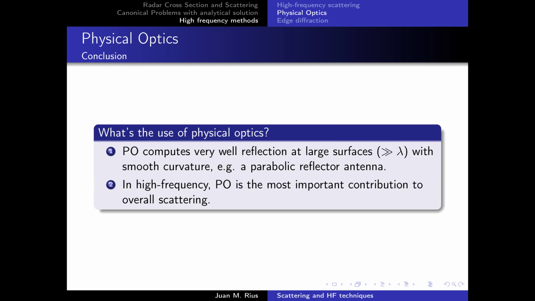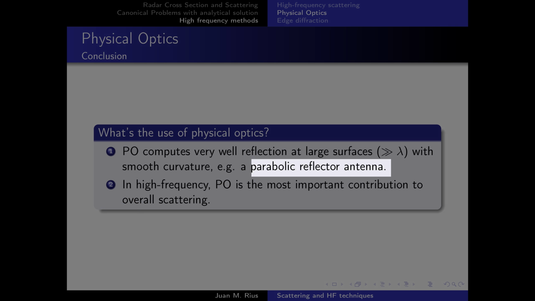It's very good because it computes with quite good accuracy the main contribution, because the main contribution is the contribution of electrically large surfaces with large radius of curvature. And as I told you by the end of the previous lesson, the large surface reflection is the main and most important contribution to overall scattering, and this is computed very well by physical optics. And a clear example is the computation of parabolic reflector antennas.